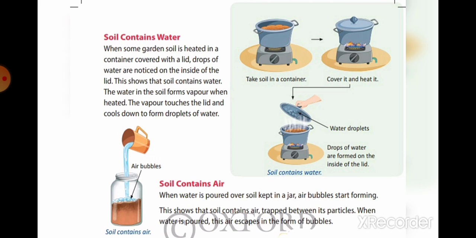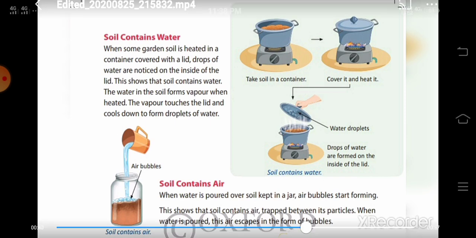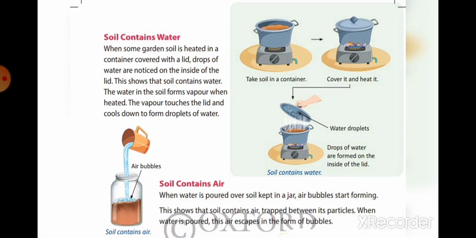The water in the soil forms vapor when heated. The vapor touches the lid and cools down to form droplets of water. If you open the lid and see, there will be droplets of water. So this shows that water is present in soil.